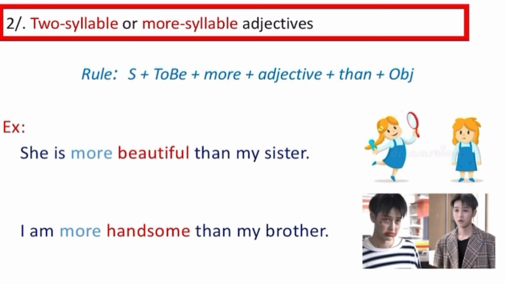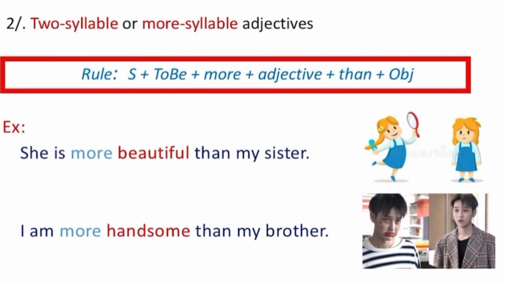Okay, let's see another form, two-syllable or more syllable adjectives. But this one has no special case like the first one, I mean the previous one. So for two-syllable or more syllable adjectives that are not in the form of consonant plus y, you have another rule. Let's see the rule.